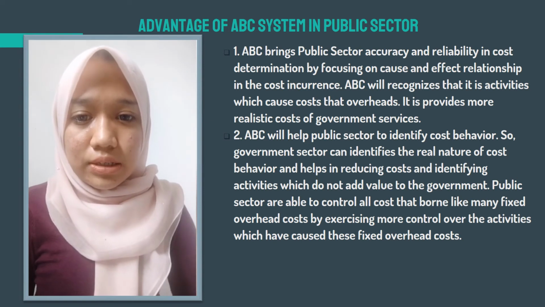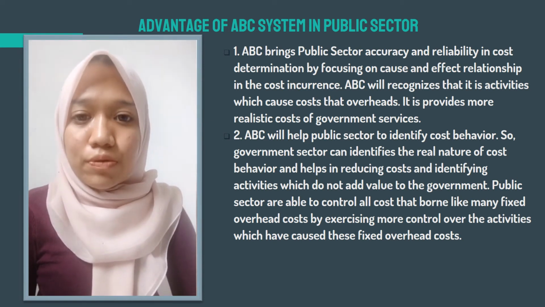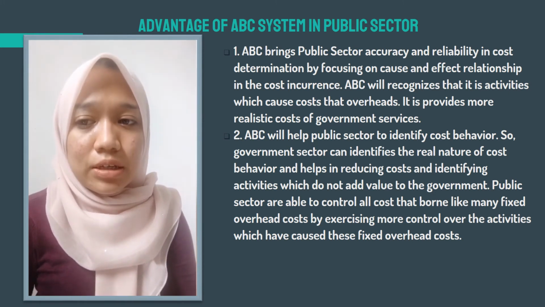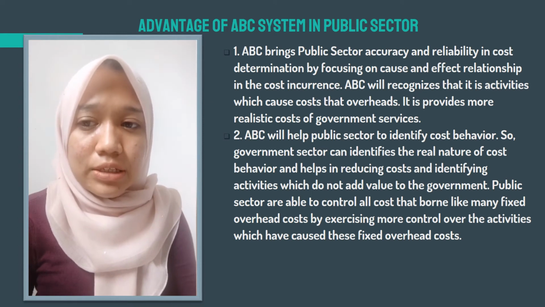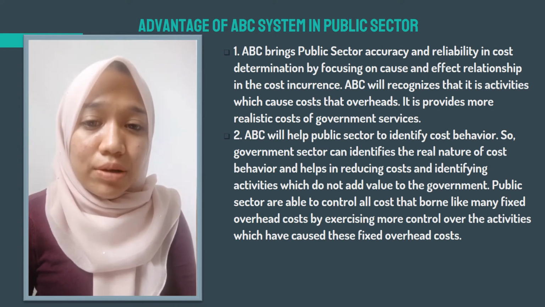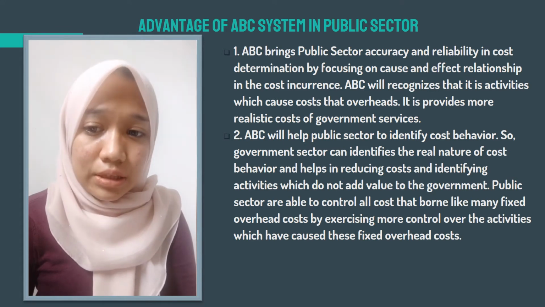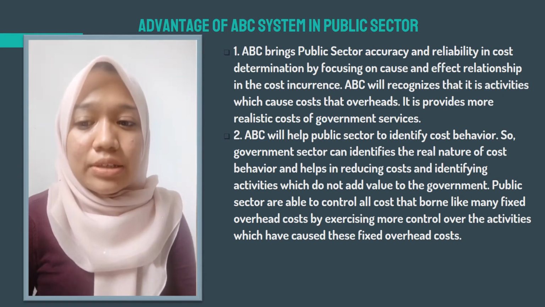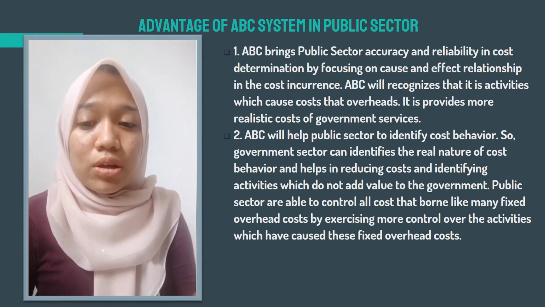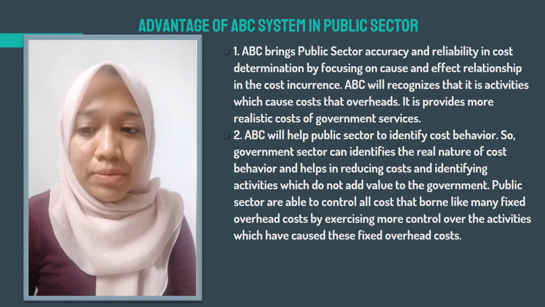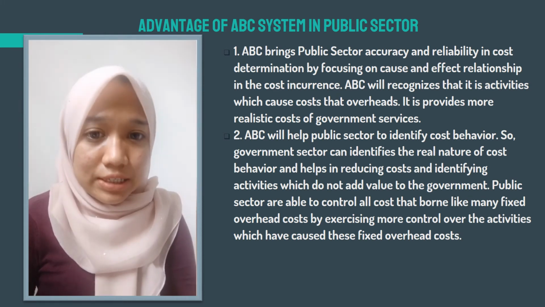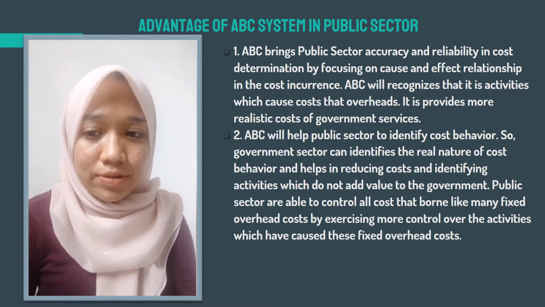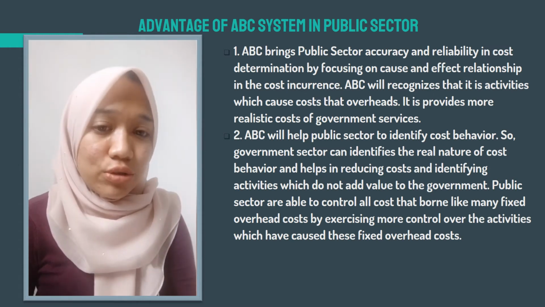This is the advantage and disadvantage of the ABC system for the public sector. So first, ABC brings public sector accuracy and reliability in cost determination by focusing on the cost and effect relationship in the cost accuracy. ABC will recognize that activity which is the cost of overhead. It provides a more realistic cost of the government service. ABC can produce reliable and correct overhead service cost and also cost data.